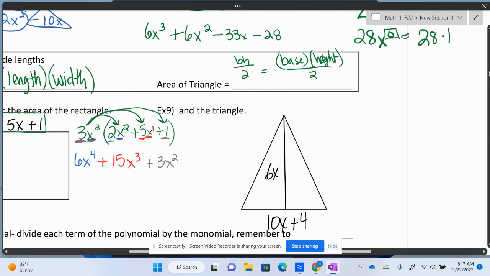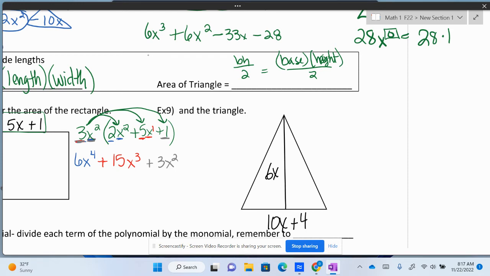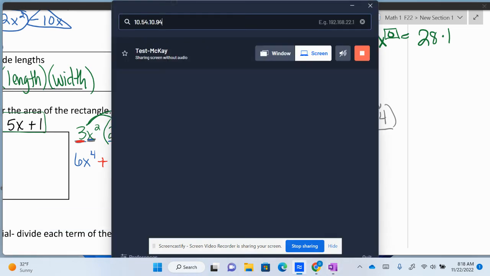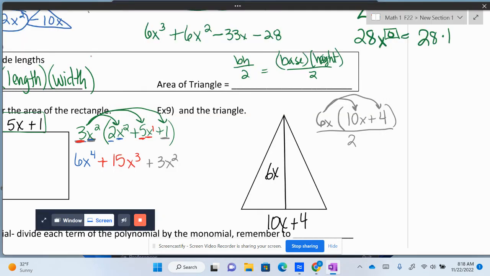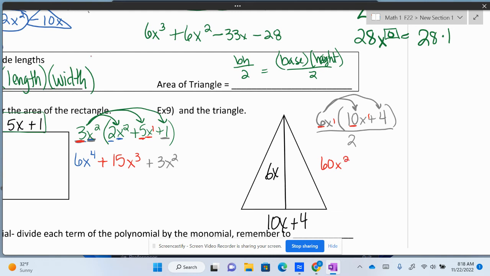So let's look at the next one. So the base times the height. I know that the 6x is my height, but I'm going to put it on the outside of the parenthesis. 6x times the quantity 10x plus 4. And then this whole thing is going to get divided by 2. All right, so we're going to take 6x times 10x and 6x times a positive 4. We're going to do that first. So 6 times 10 is 60. x to the first times x to the first becomes x squared.